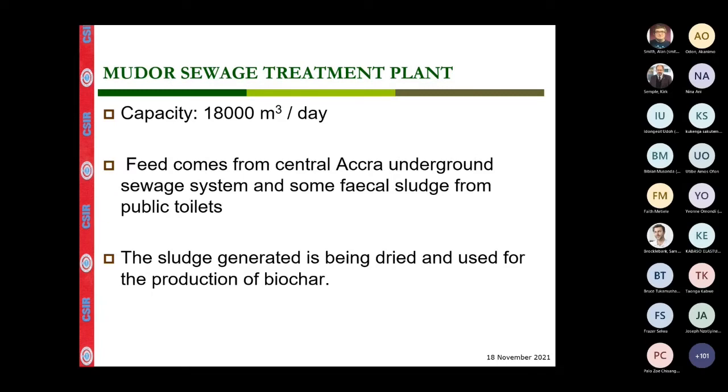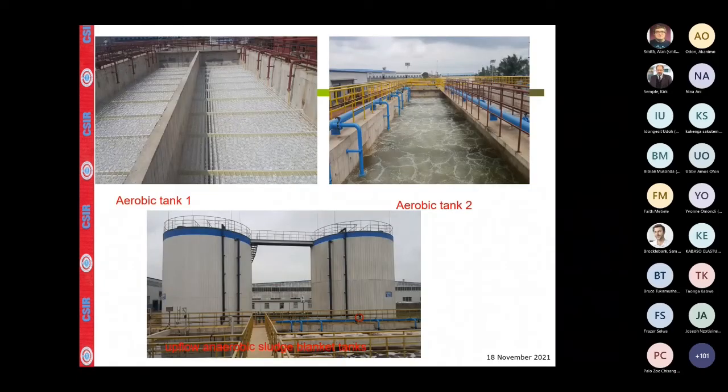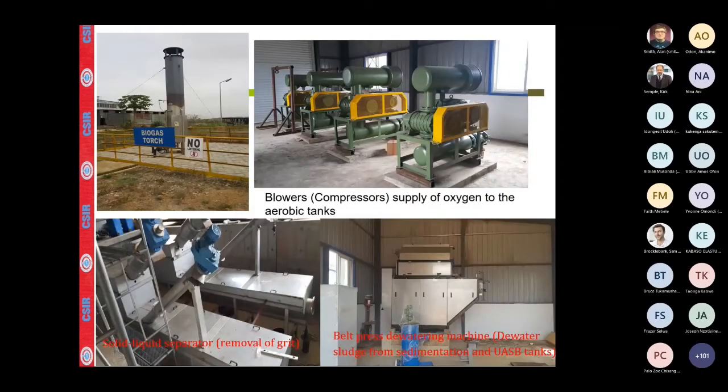So they have similar plants dotted in Ghana. This one is called Mudo Sewage Treatment Plant. It has a capacity of 18,000 meter cubed per day, and they are all treating fecal sludge and generating biogas. Another one in Kumasi, 1,000 meter cubed per day. And then this is to show you the facility. So they have aerobic tanks, and then they have upflow anaerobic sludge blanket tanks. The blanket tanks is where they generate the biogas. And this is the biogas storage.